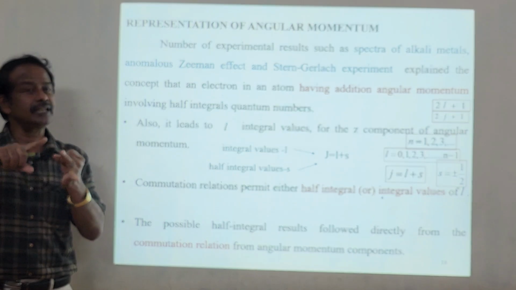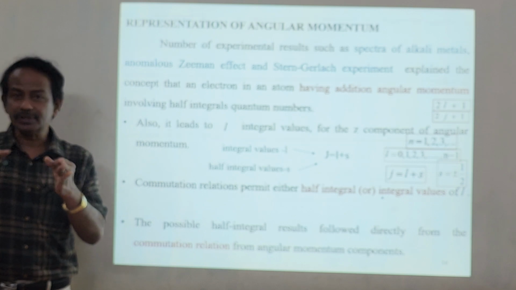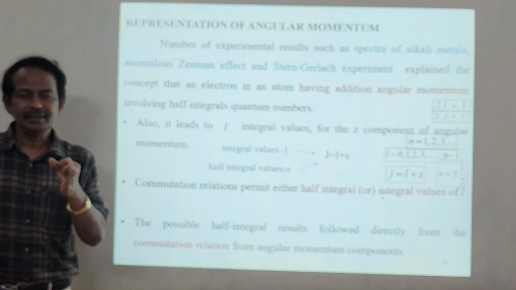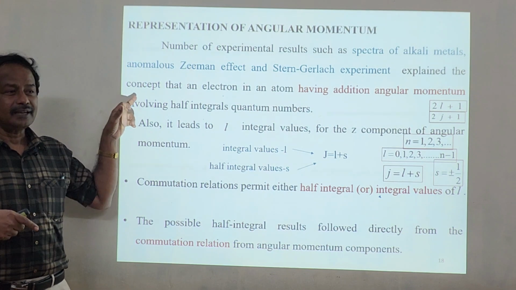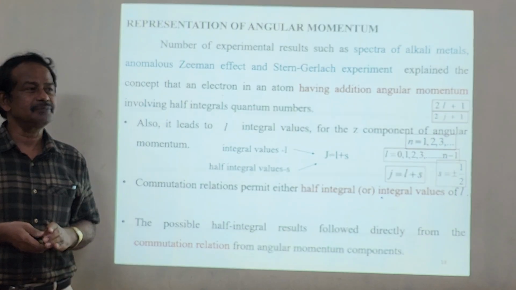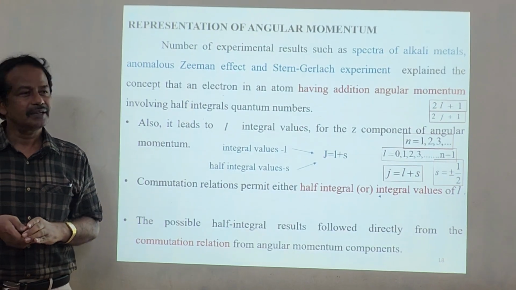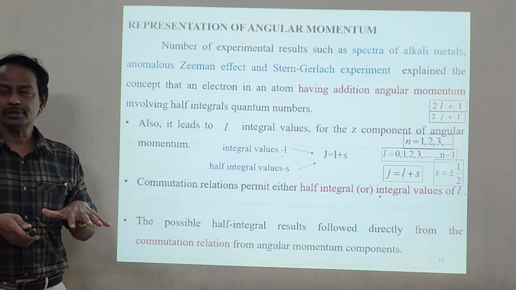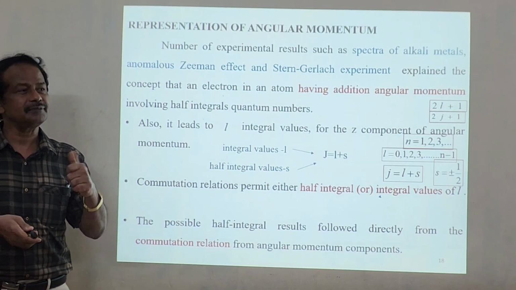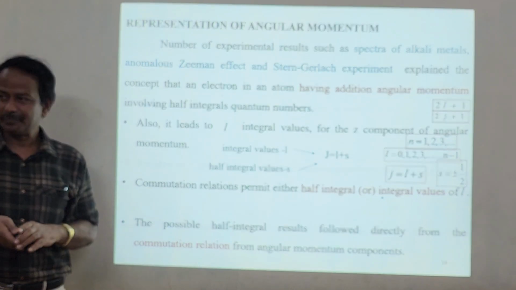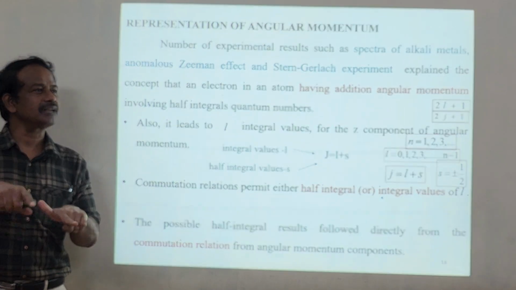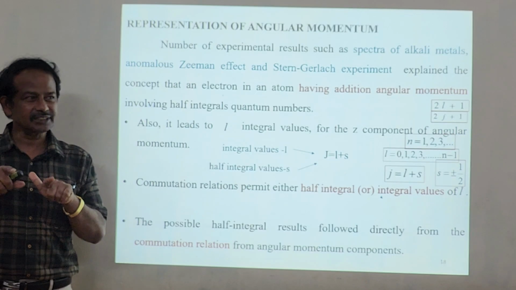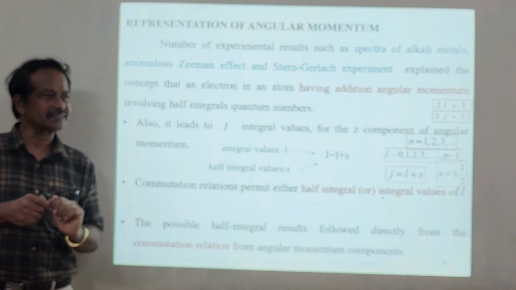For L equals 0, L equal to 1, L equal to 2, you will get only odd numbers. But later, after the discovery of the normal Zeeman effect, Thomas Preston from Ireland found, using some other elements, an even number of splittings. Suppose we use the same formula, 2L plus 1. Using the same formula, you will get only odd numbers.